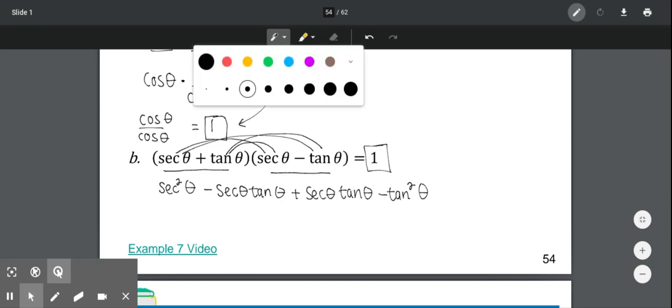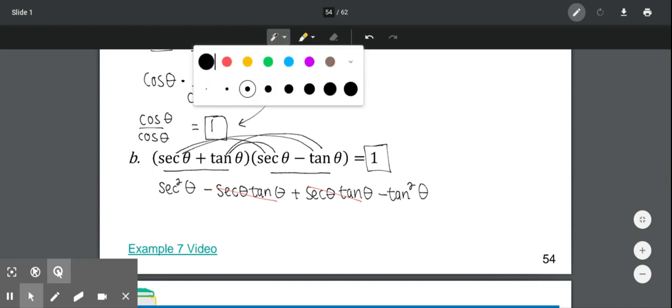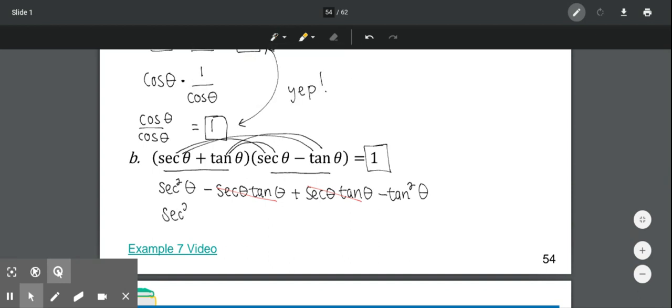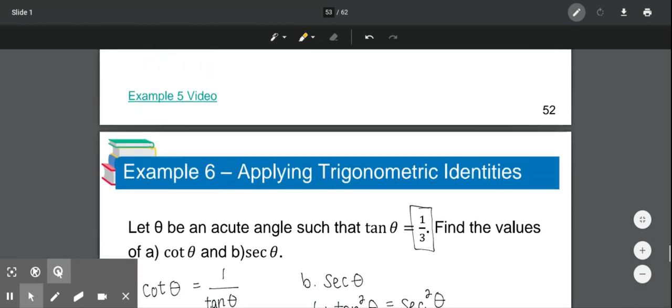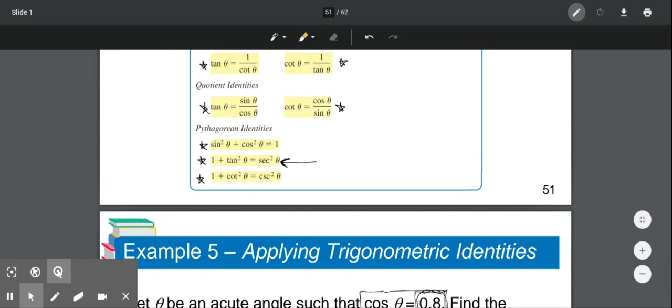So if we look to start simplifying, right, this negative secant tangent and positive secant tangent, so we're left with a secant squared minus a tangent squared. Okay, and secant squared minus tangent squared, again, let's go back a couple slides to look at our identities, which we should have, right? But we don't have any secant squared minus tangent squared, but we do have that secant squared is 1 plus tangent squared.